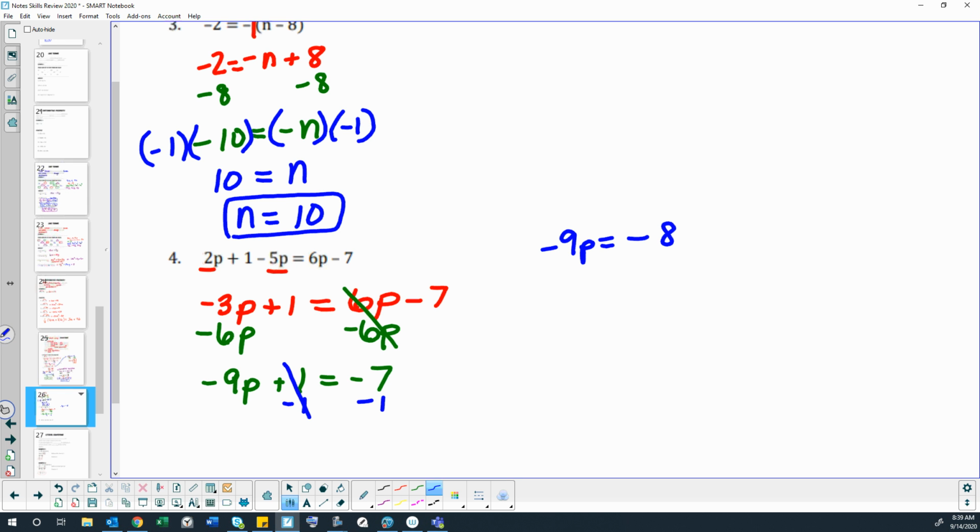And then our last step to get p by itself is to divide both sides by -9. So -9 divided by -9 goes away. We just have 1p, like we want, but we don't write the 1. And then -8 divided by -9, the negatives cancel out. So we're just left with 8/9 for our answer.